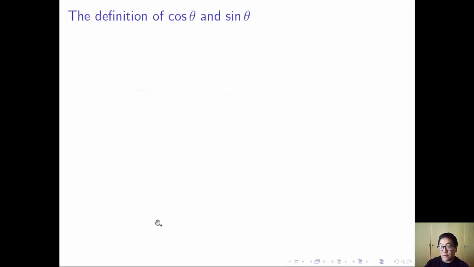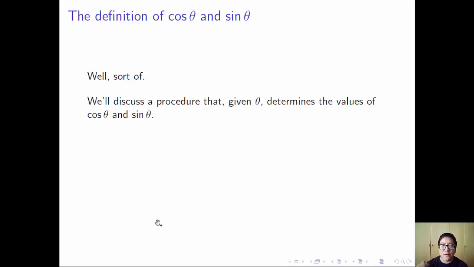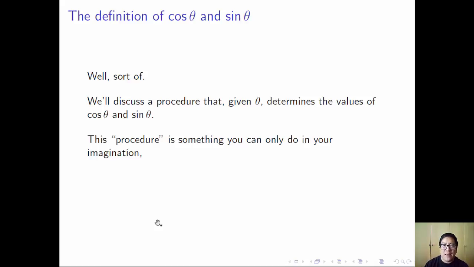Okay, so most of what I'm going to talk about right now is the definition of cosine and sine, except sort of, only sort of. And what do I mean by sort of? What I'm going to do is discuss a procedure that, given a number theta, determines the values of cosine theta and sine theta, except that this procedure is something you can only do in your imagination. You can't really do it because it presumes having certain things lying around, like an ideal unit circle and an ideal piece of mathematical string that you can lay out to any length you like.